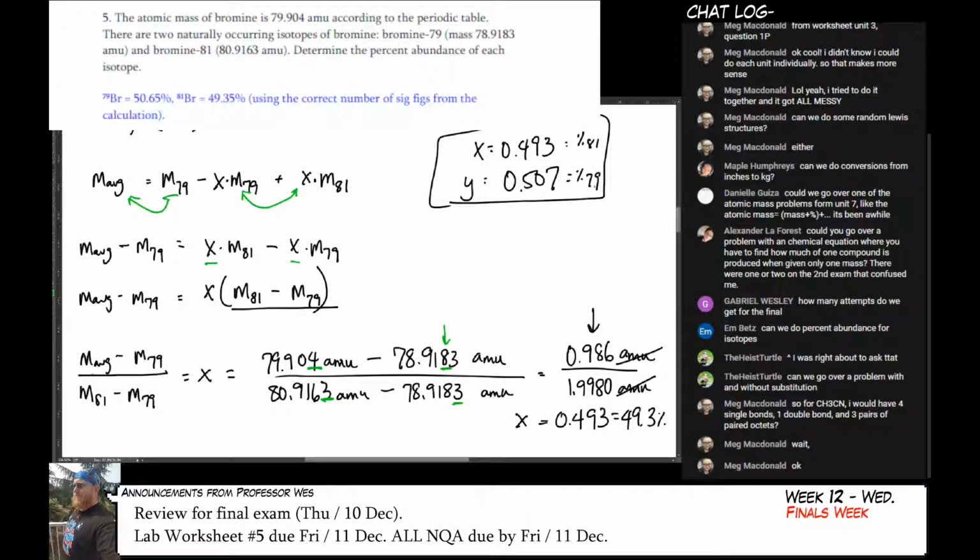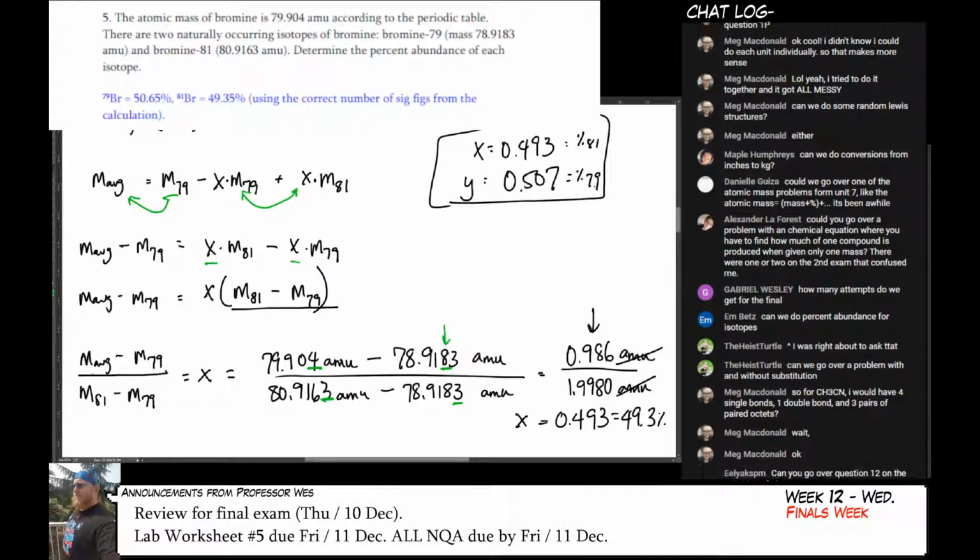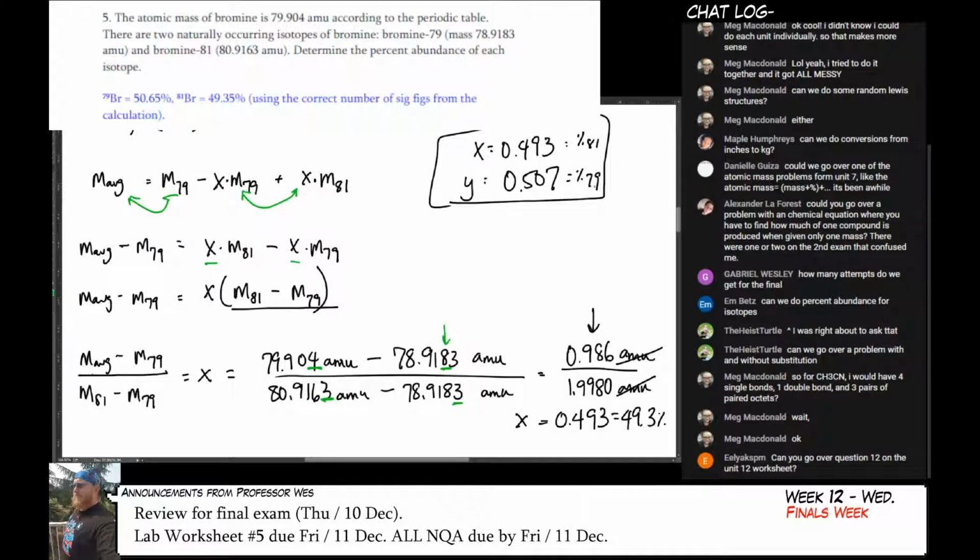What else do we have on this list here? I think that's most of them, except for chemical equation where you have to find how much of one compound is produced when given only one mass. Can you give me an example, Alex? Like, what unit and then problem number from the worksheet? I think I know what you mean, but I want to be sure.